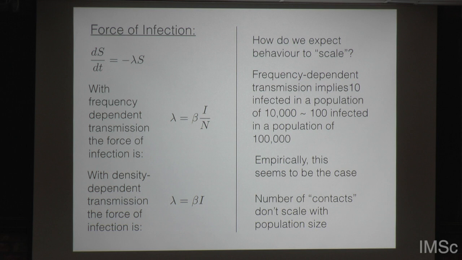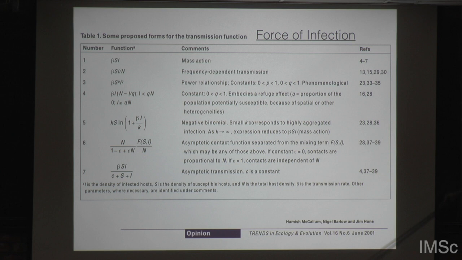And it doesn't depend if 10 million new people join your community. The number of people that you know stays roughly the same. And that's really the approximation or the thinking that governs frequency-dependent transmission. But I should also point out that this is a controversial part of the literature.